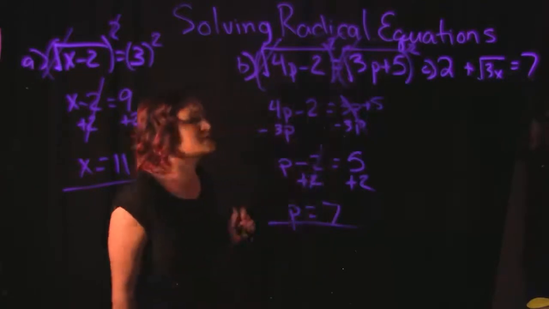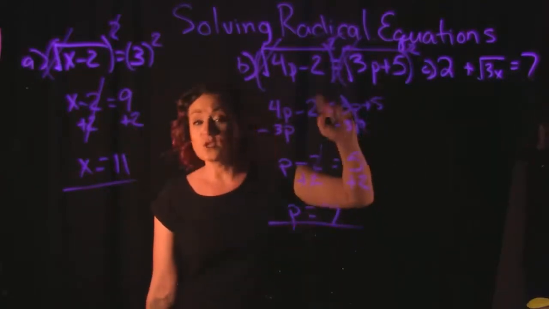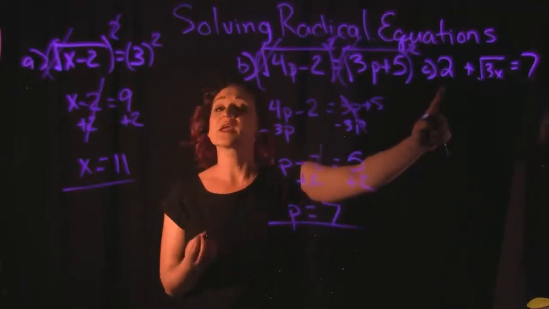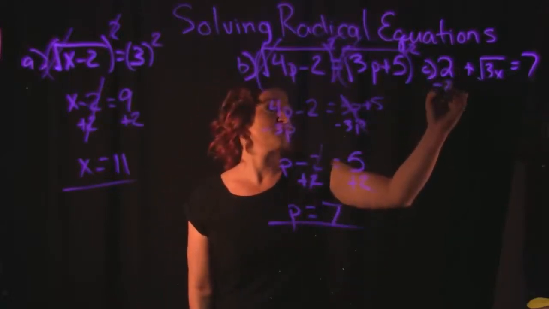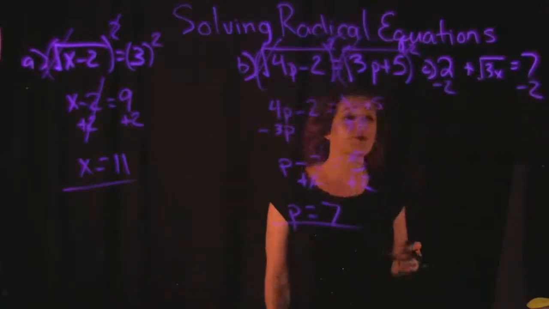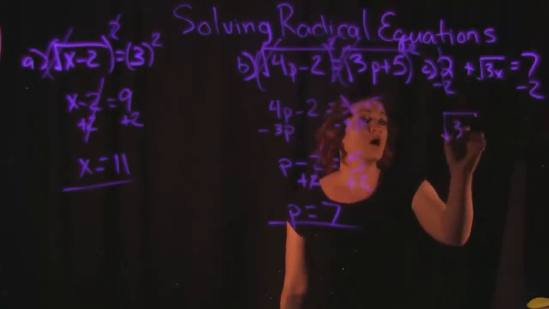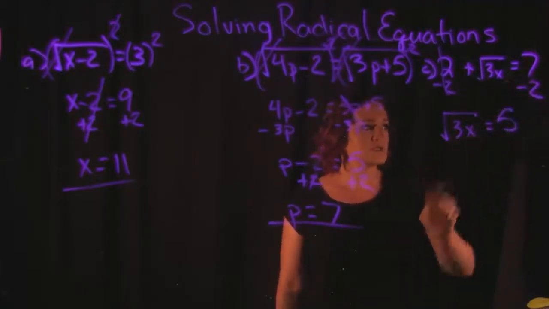Moving on to example C. In this example, my square root is not by itself. I have this 2 hanging out over here. We need to get rid of that first before we do anything else. It's a positive 2, so I am going to subtract it away. 2 minus 2 goes away, so I can drop down the square root of 3x is equal to 7 minus 2, which gives us a 5.